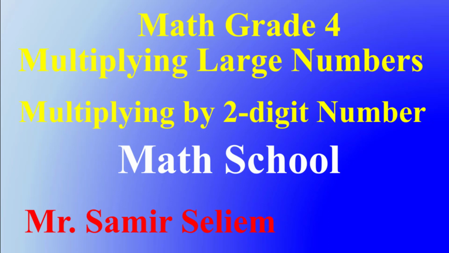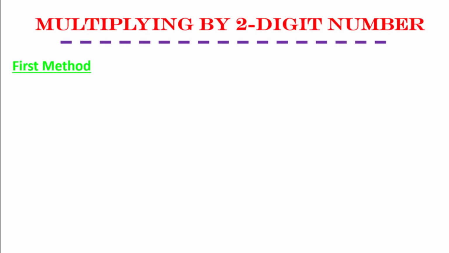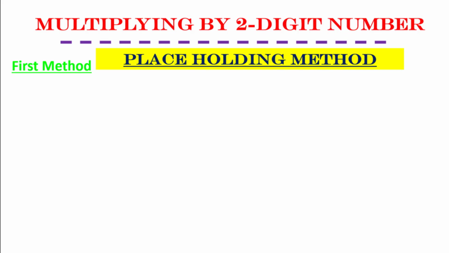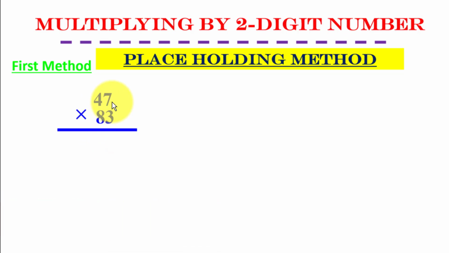Our lesson today is multiplying by two-digit number. We have two methods to multiply by two-digit number. Let's start. The first method is called what? Place holding method. For example, if we have 47 times 83, how can we multiply? We will multiply the units place, which is 3, by 47, followed by the tens place, 8 times 47. Then we can add the two partial products.